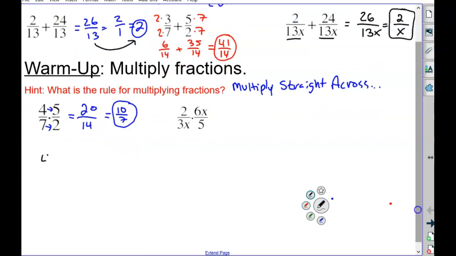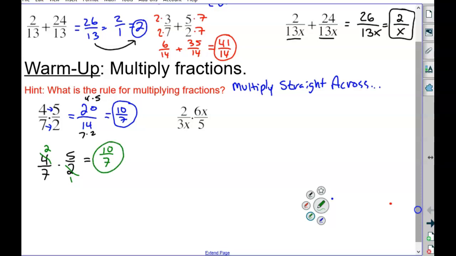So it's up to you if you want to write this, but watch what happens here. Since we're going to be multiplying straight across, this was 4 times 5 and 7 times 2, right? They're all joined together. Well, notice how I divided by 2. The reason why is we have a common factor of 2 on top and on bottom. So before we multiply, if there's a common factor of 2 on top and on bottom, I'm going to reduce that right away. So really, up top I have 2 times 5, which is 10, and 7 times 1, which is 7. 10 sevenths. It's already reduced.